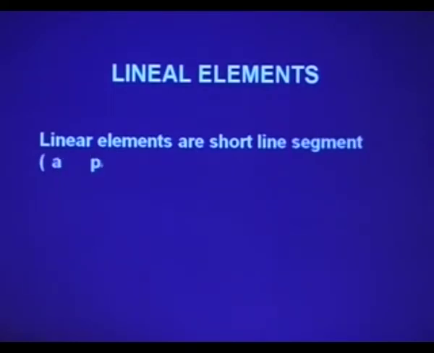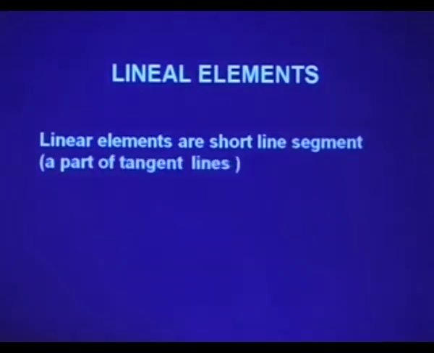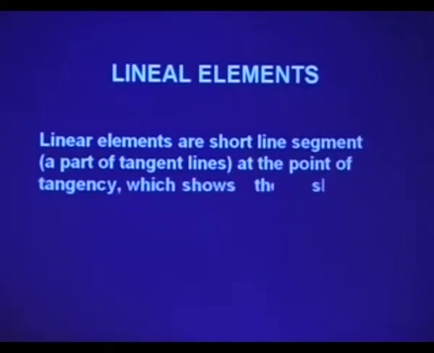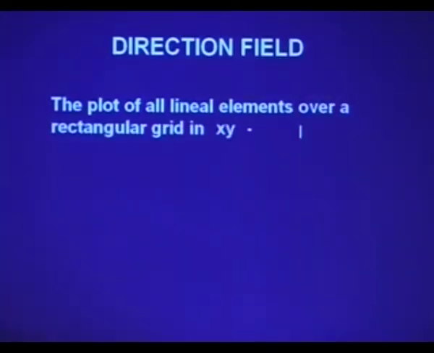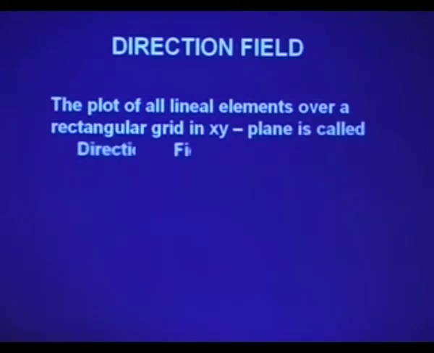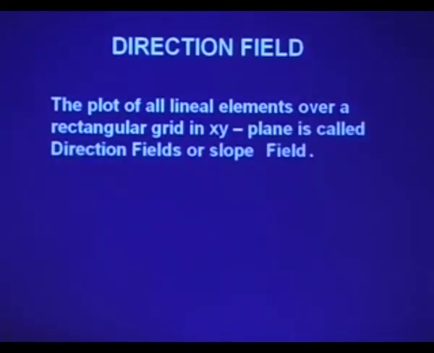Linear elements are short line segments that are part of the tangent line at the point of tangency, which show the slope of the tangent at that point. The complete figure, that is, all the tangent lines at different points, is called the direction field. So, formally, what is the direction field? The plot of all linear elements over a rectangular grid in the xy plane is called the direction field, or the slope field.